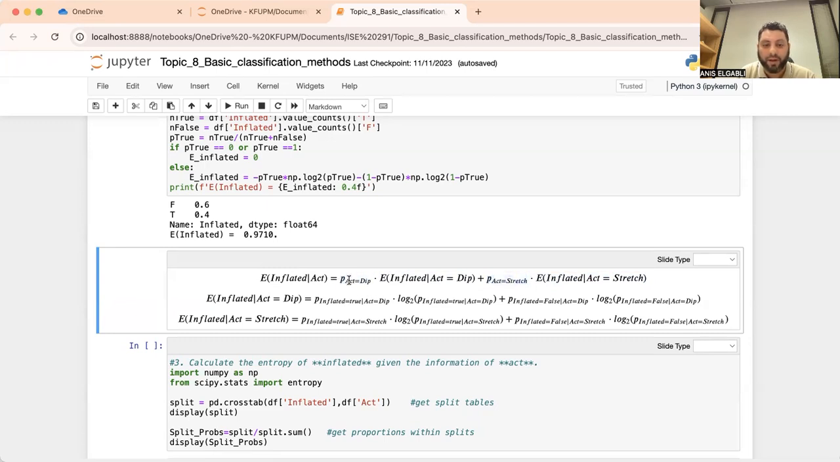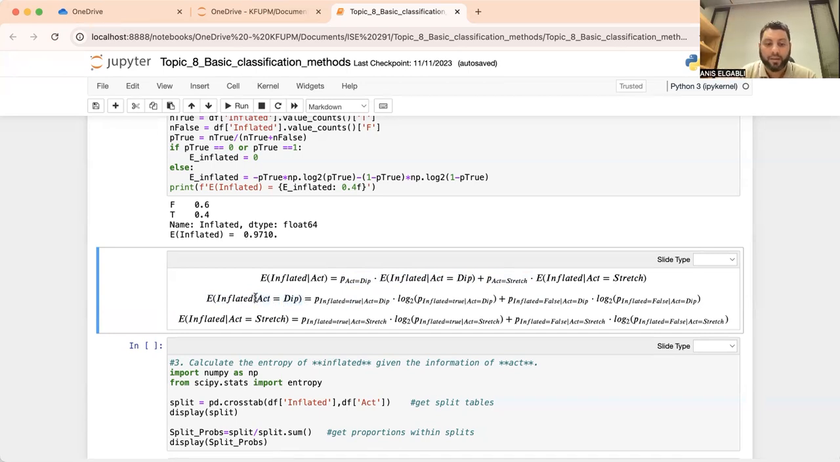The probability of act is equal to dip, and the probability of act equal to stretch. Now, how do we compute this? The probability of inflated given act equal to dip, this one here. Inflated takes one of two choices or classes. It's either true or false. Then here, when act is equal to dip, we limit ourselves to those data samples.